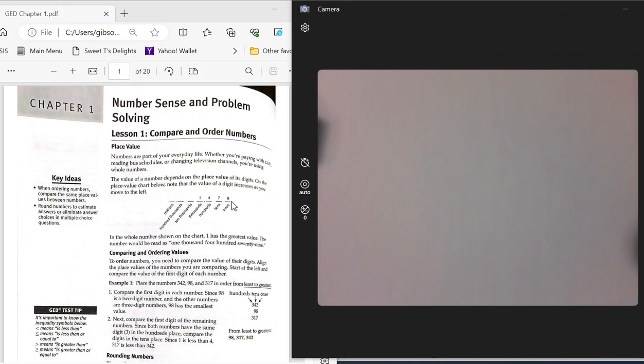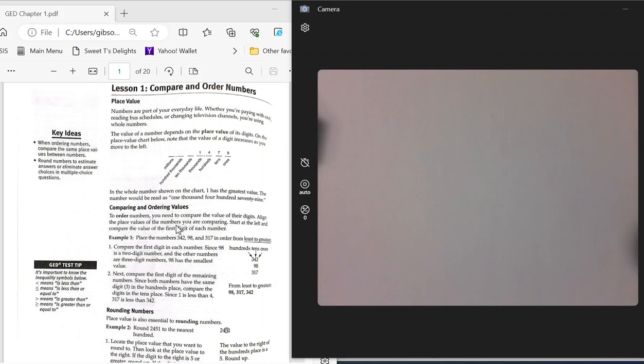Okay, so with that being said, we have 1,479. And if you notice, each of these digits is put in its place value. So the 9 is in the ones place, the 7 is in the tens place, the 4 is in the hundreds place, and the 1 is in the thousands place. But we will go over this more in depth when we get to the practice problem.